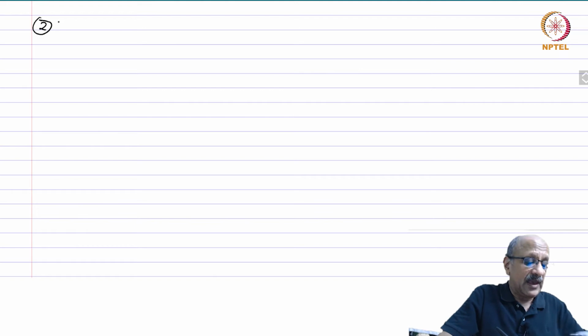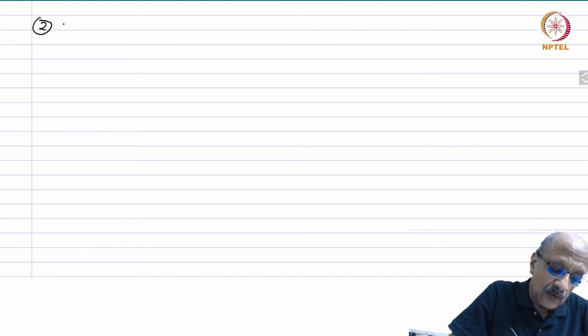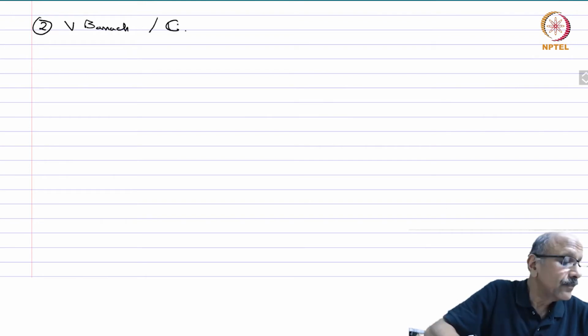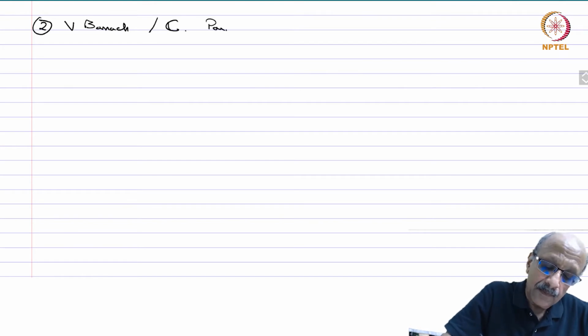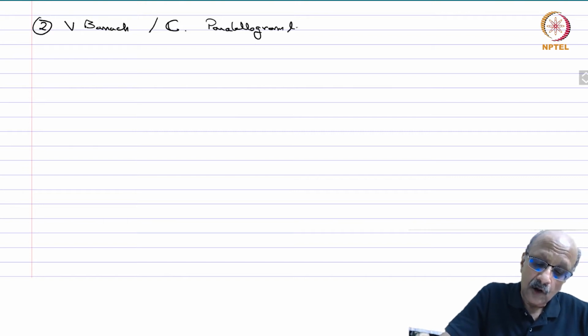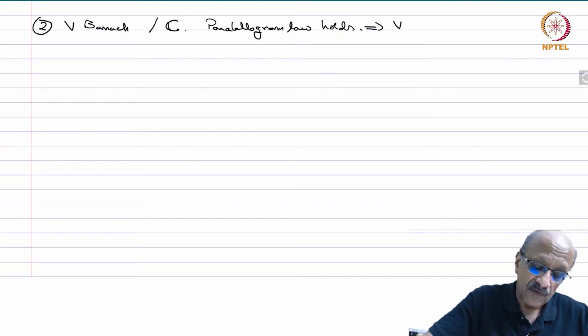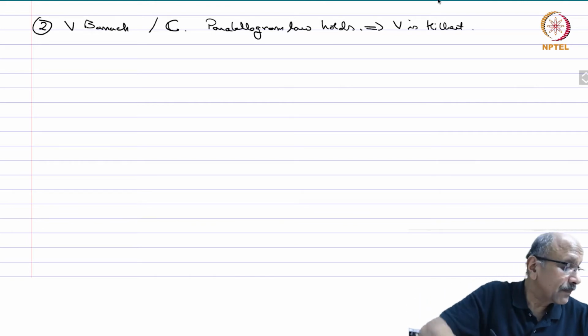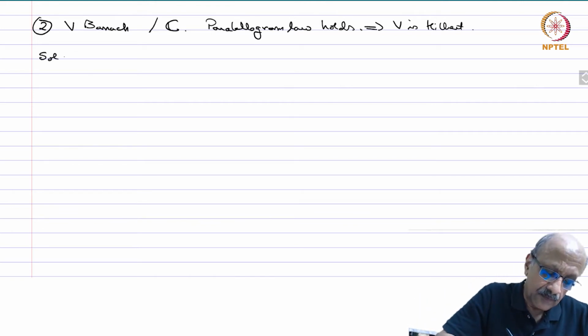Now in the complex case, V Banach over C, if the parallelogram law holds, then V is Hilbert. That means the norm comes from an inner product. So we again proceed similarly. Now you define the inner product in the following way.